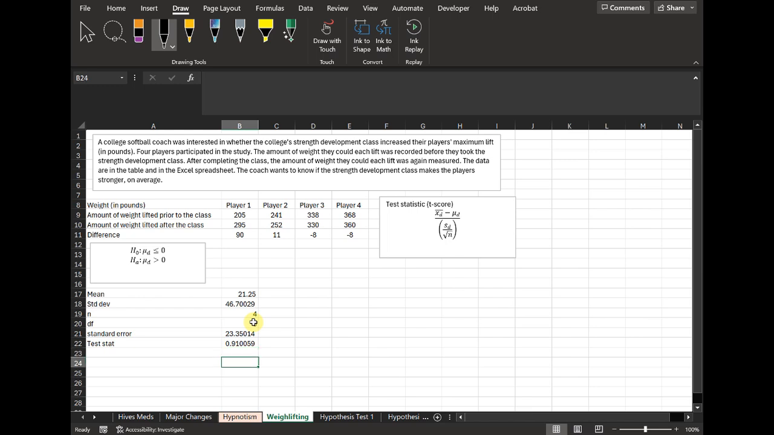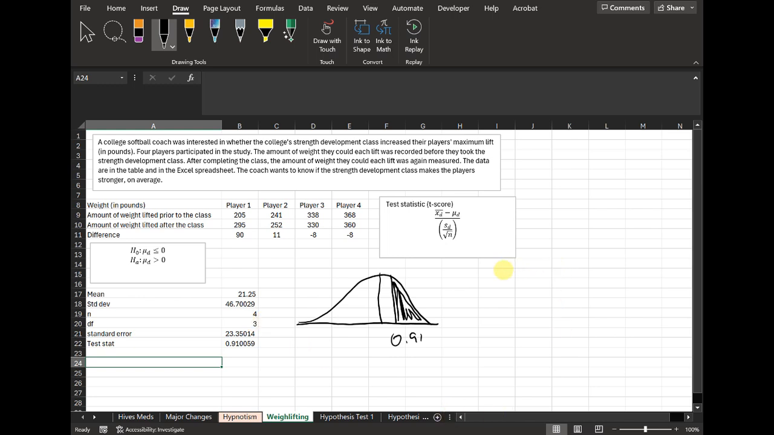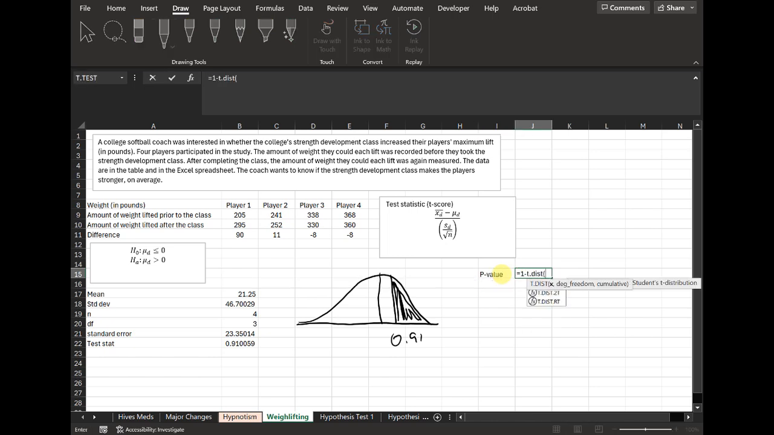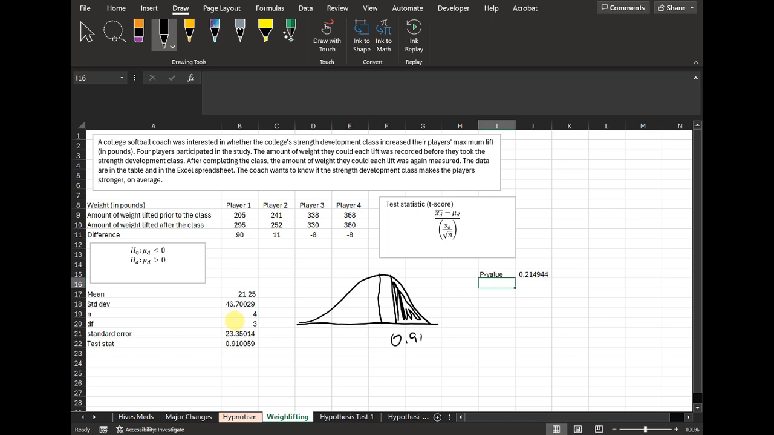Okay, so from here, now I should be able to draw my distribution. Here's 0. Here's my test statistic. I've got a pretty good feeling about what's about to happen here, but we are going to confirm it by doing the calculation. We are using Student's t because this is paired samples and we only have 4. So for my p-value, 1 minus t dot dist, I'm going to take this test statistic, 3 is my degrees of freedom, always plug in true. So my p-value is 0.21.